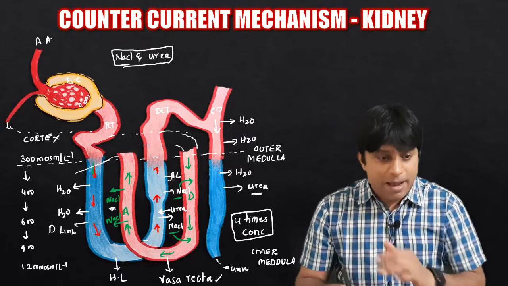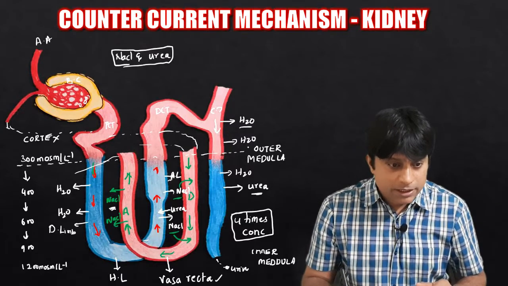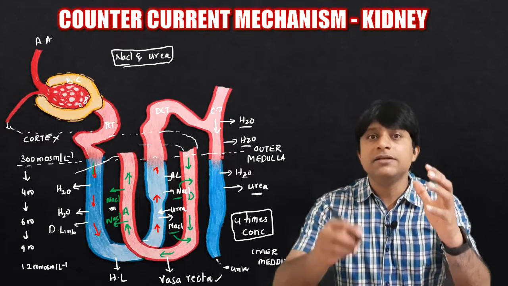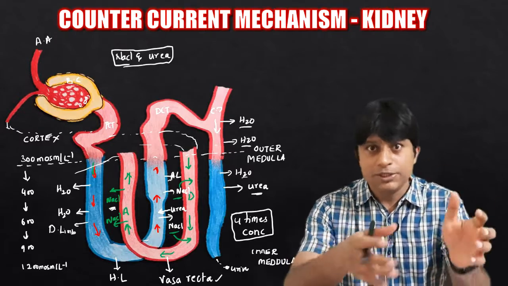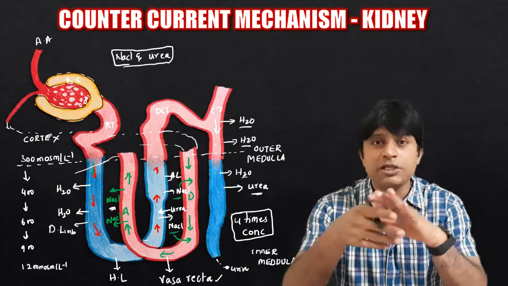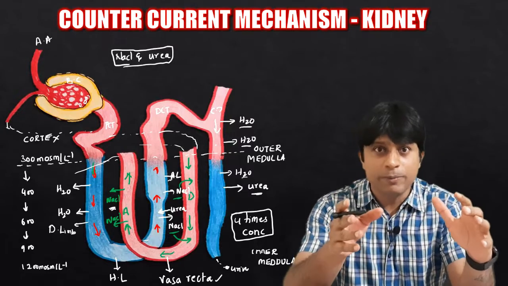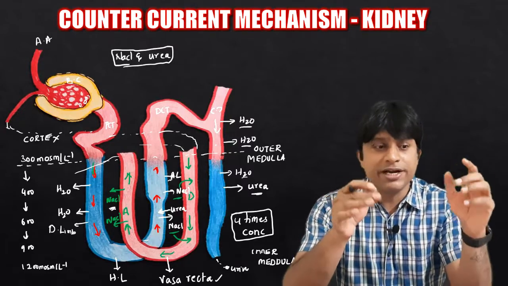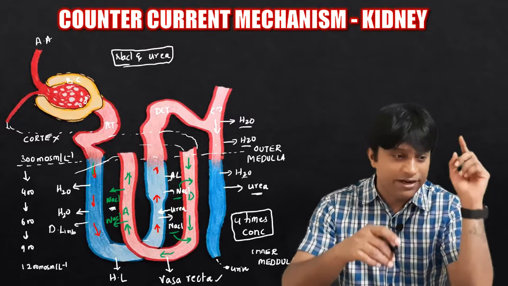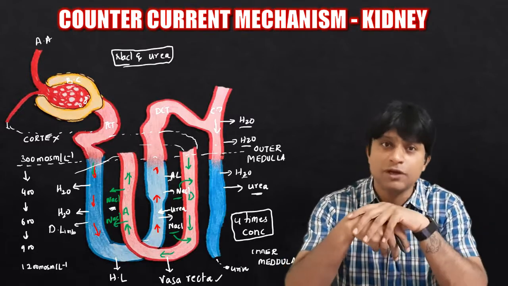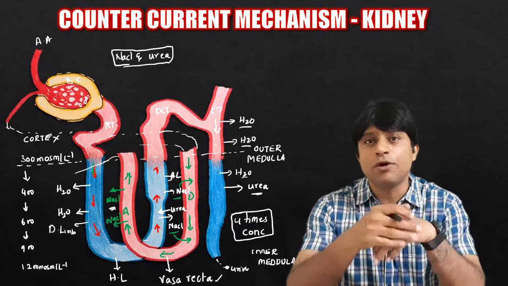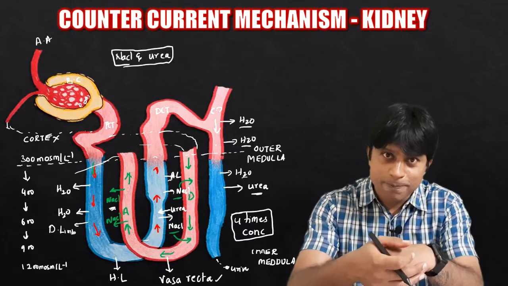As a result of that, absorption of water occurs in the collecting tubules and ducts into the medulla. As a result, urine is concentrated. So the final urine formed will be 4 times more concentrated than the initial glomerular filtrate that is formed in the lumen of the capsule. So this is called the counter current mechanism, right?